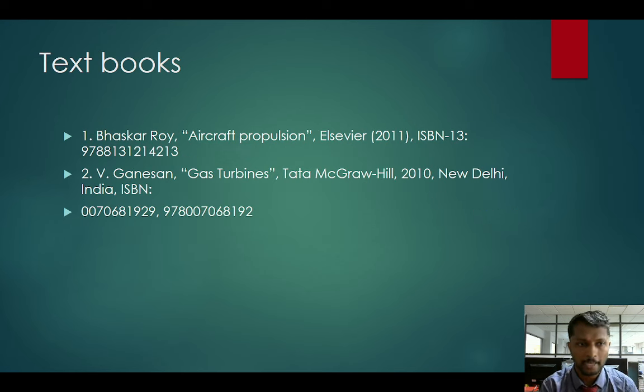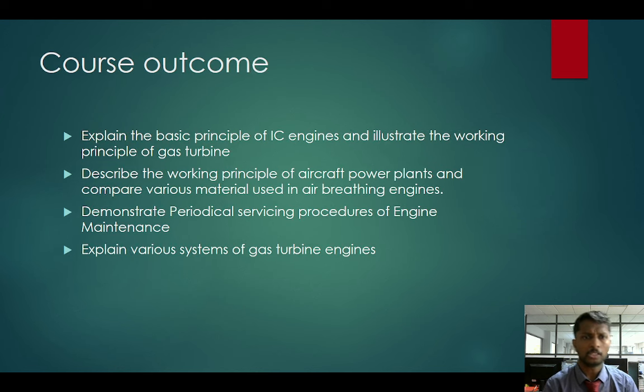The basic textbooks which you have to follow for this subject or course, an open elective, are Aircraft Propulsion by Bhaskar Rao and Gas Turbines by V. Ganesan. Right. So what are the course outcomes? I told you about the course syllabus, the advantages, the disadvantages, the applications, and why you are studying all these things. After studying all these things, what is the course outcome?